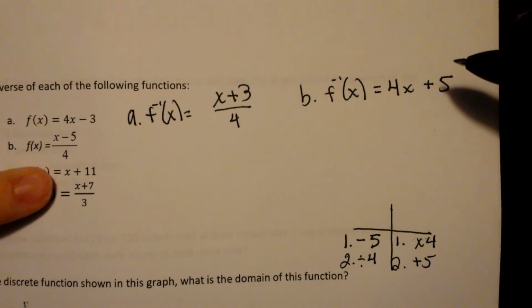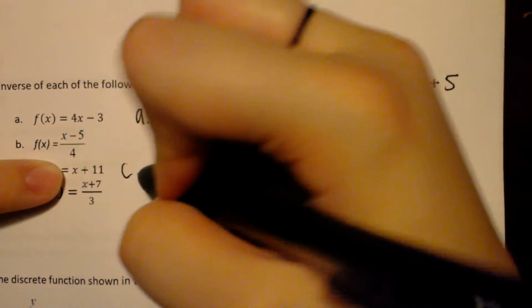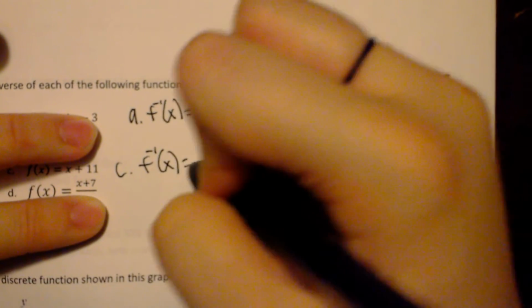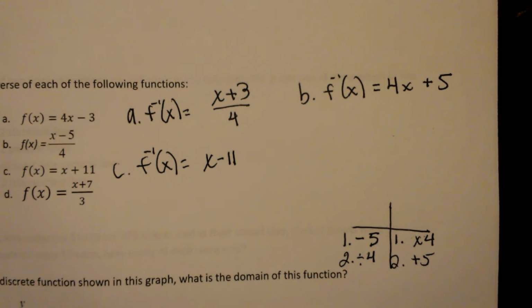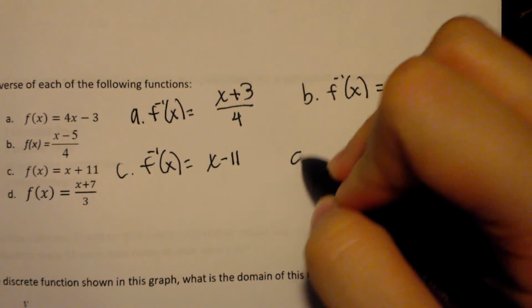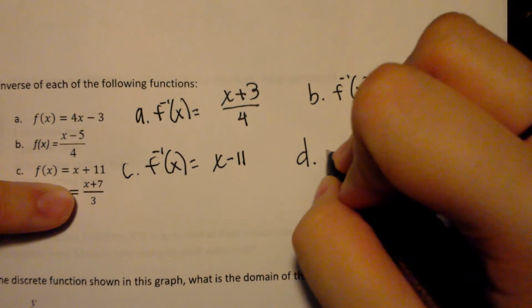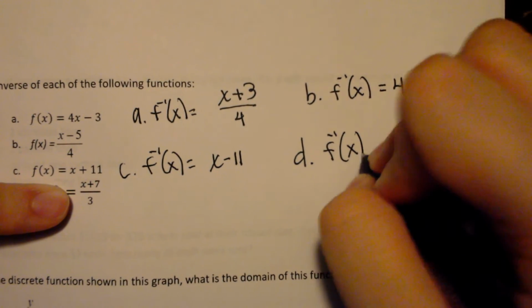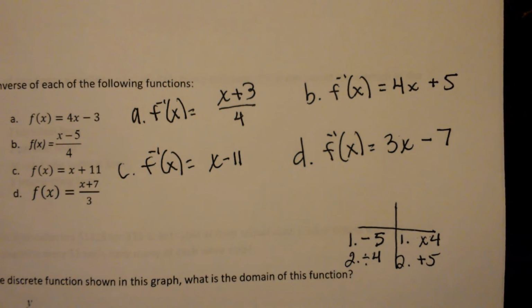So C, the only thing I did was add 11. So on the inverse, I'm just going to subtract 11. And then D, I added 7, then I divided by 3. I'm going to multiply by 3 and subtract 7.